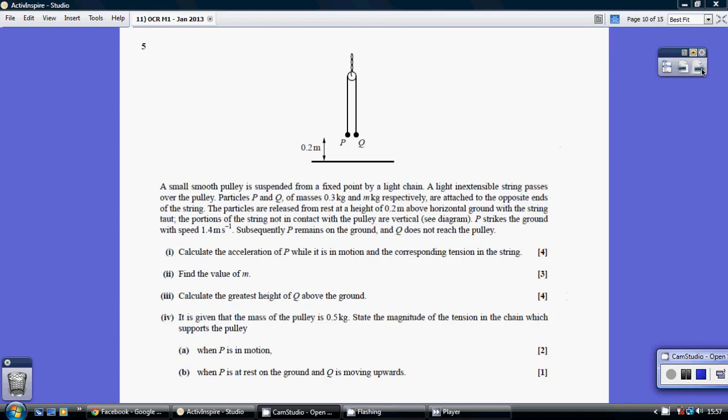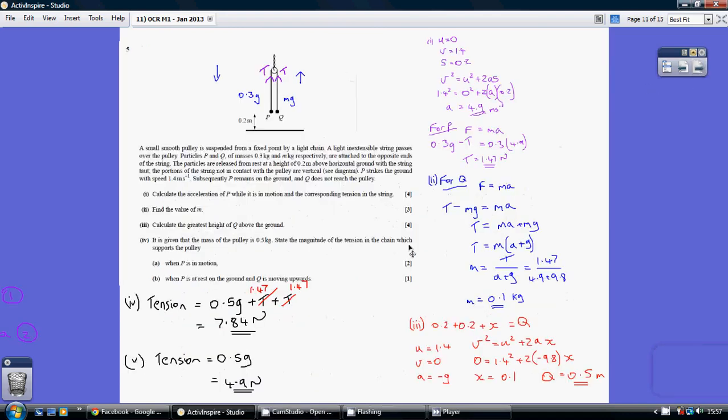Question 5. So, for part 1, calculate the acceleration of P while it is in motion and the corresponding tension in the string. Well, okay, so we're using the kinematic equations, so we know U equals 0, V equals 1.4, and S equals 0.2. So substituting into V squared equals U squared plus 2AS, we can work out that A equals 4.9.